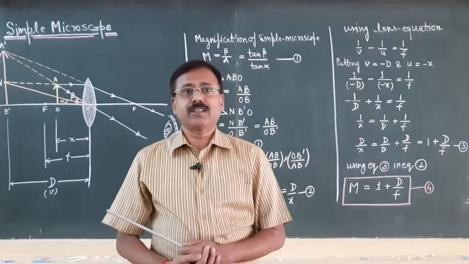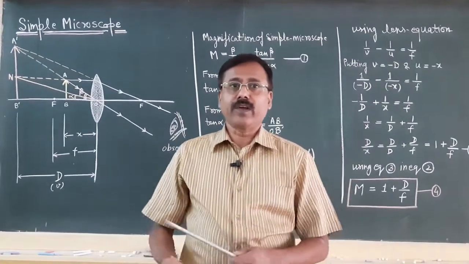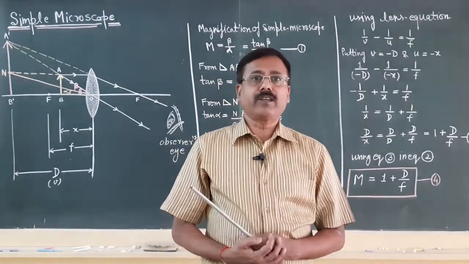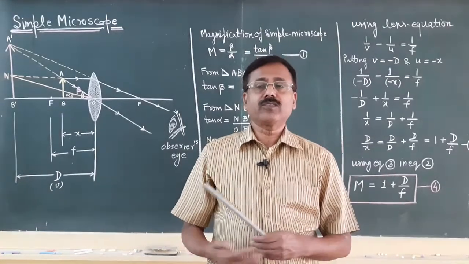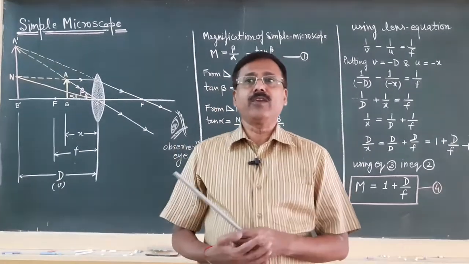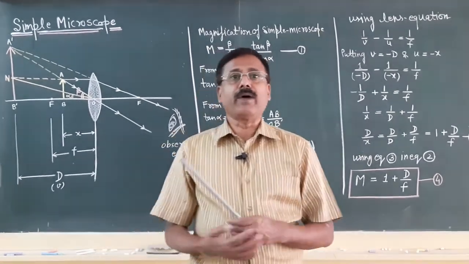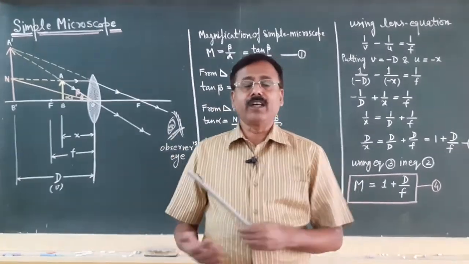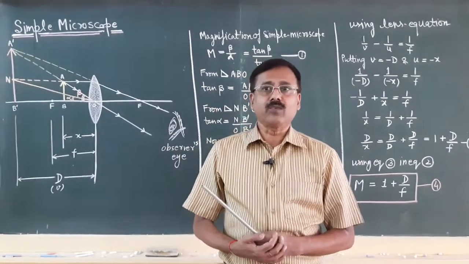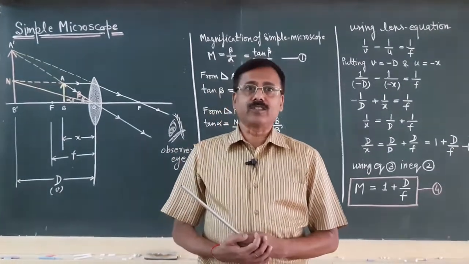We will discuss the simple microscope, its construction, working, and finally we will derive the expression for its magnification. A simple microscope is a device to see nearby, very minute objects. Construction wise, it is a simple biconvex lens fitted in a plastic case. This simple microscope is also known as a magnifier or reading lens.